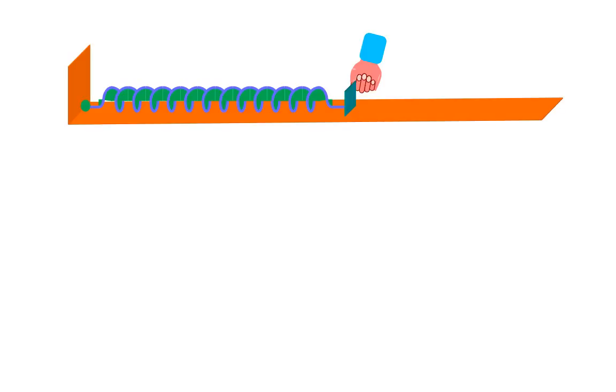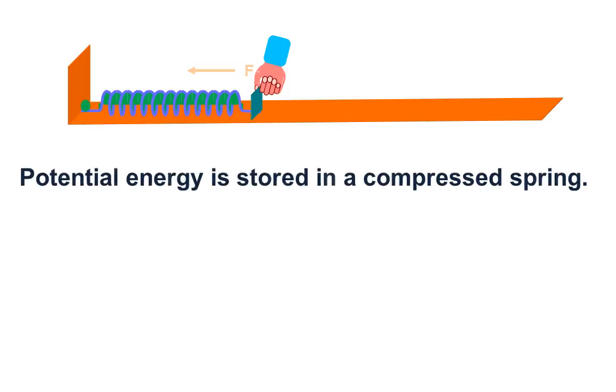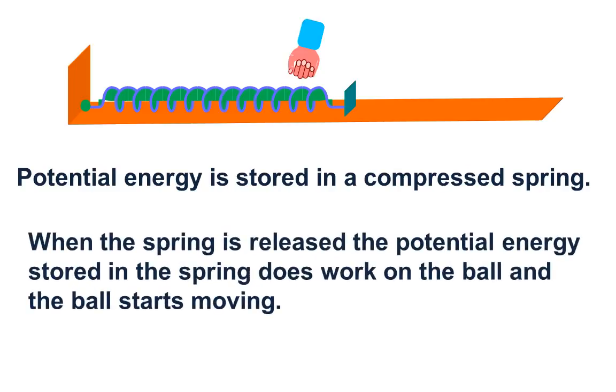Here in the diagram, as you can see, the spring is compressed and the potential energy is stored in the compressed spring. And when the spring is released, the potential energy stored in the spring does work on the ball and the ball starts moving.